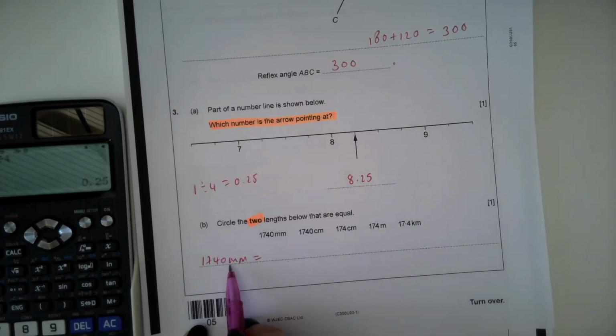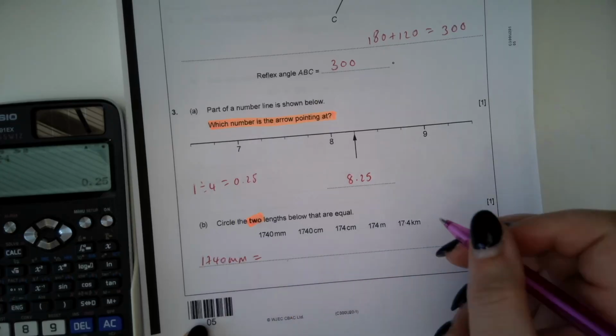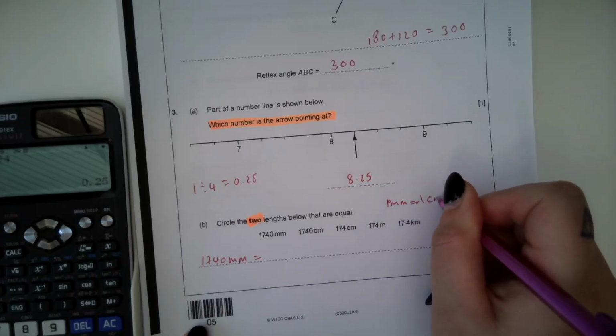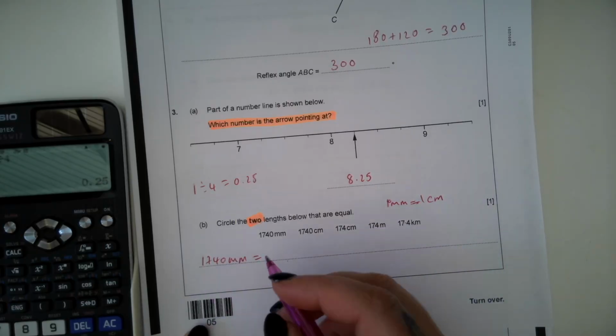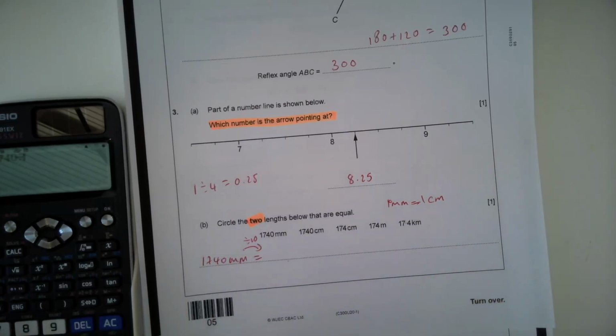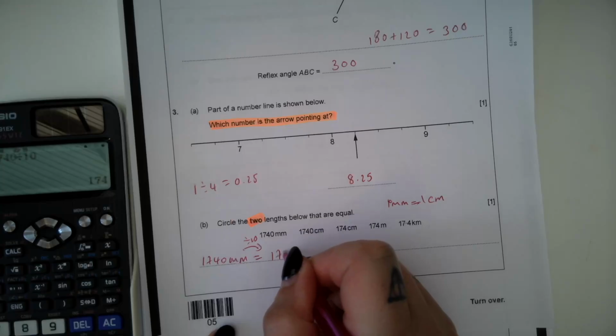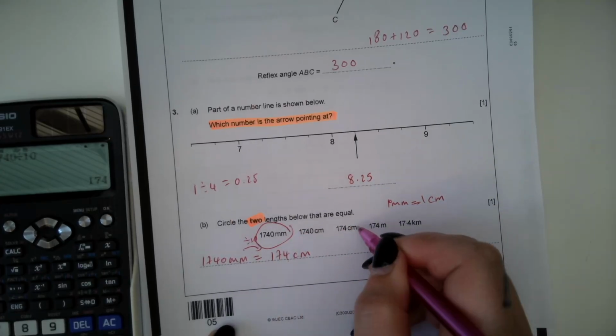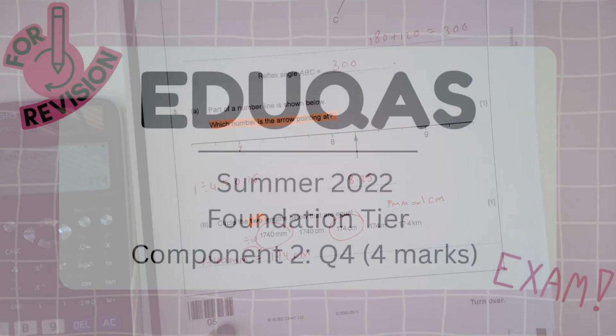So to convert from millimetres to centimetres, 10 millimetres is 1 centimetre. So if I divide by 10, 1,740 divided by 10, this is 174 centimetres. So 1,740 millimetres, we've got 1,740 centimetres, they do not match. We have 174 centimetres, so that was quite handy. So we're going to pick these two lengths because they are equal.